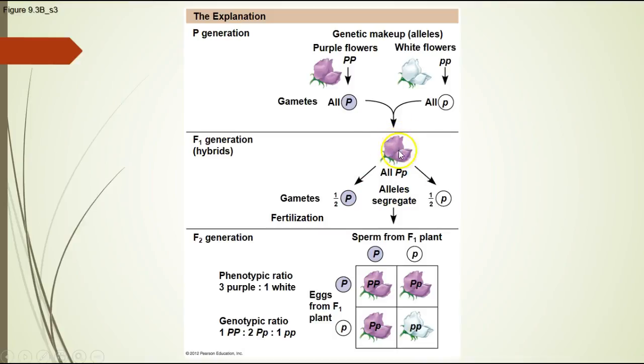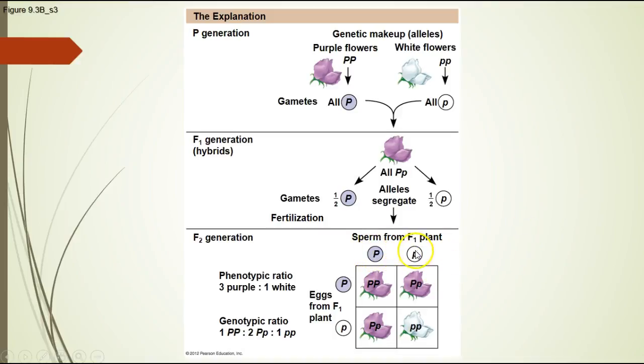When these plants produce gametes, their gametes can have two possibilities. Half of the gametes would have the capital P, the purple flowered allele, and the other half would have the lowercase p, or the white flowered allele. So now we have to show for the F2 generation what happens in the formation of the zygotes.